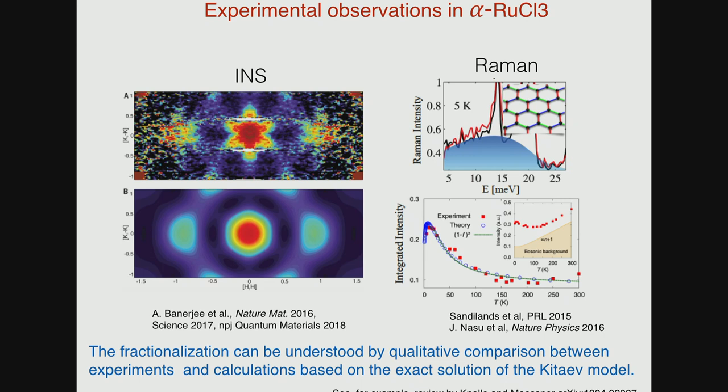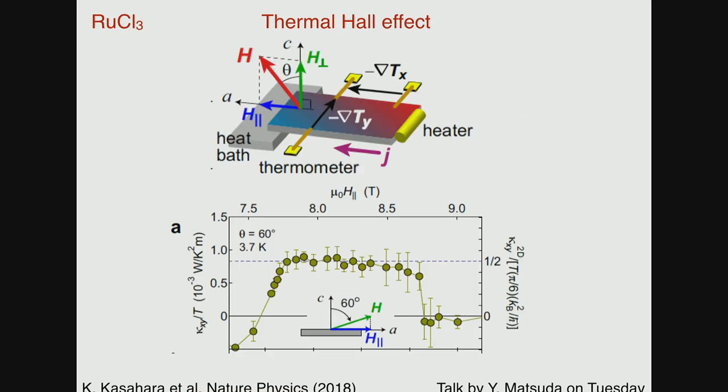There is a very nice, pedagogical review in the paper by Johannes Knolle and Moessner, which you can find here, about the Kitaev spin liquid. And what we also heard is that the thermal Hall effect indicates that there are certain regimes where we can see the features of the fractionalized excitations, and that was told by Yuji Matsuda on Tuesday in his very beautiful talk.